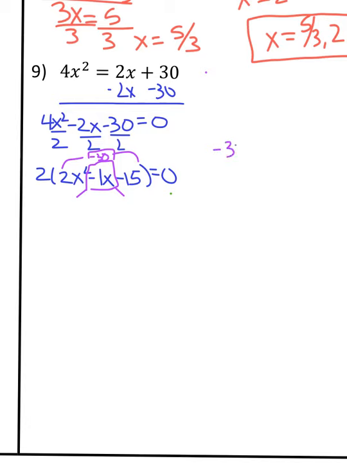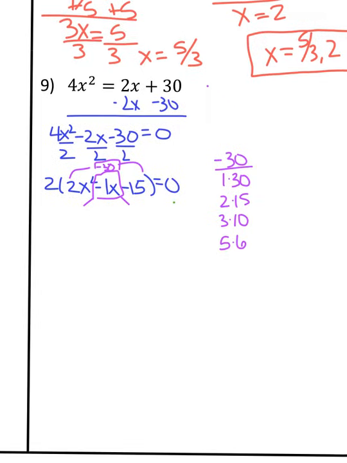So negative 30 over here is 1 times 30, 2 times 15, 3 times 10, and 5 times 6. We did 30 up above. This time it's negative, so this means that we're going to subtract, right? Signs have to be different because it is a negative 30. And we're going to subtract to get negative 1x. So we're going to use the 5 and the 6 again, like we used up above. It needs to be a negative 1x, so that means the 6 is going to be my negative factor.